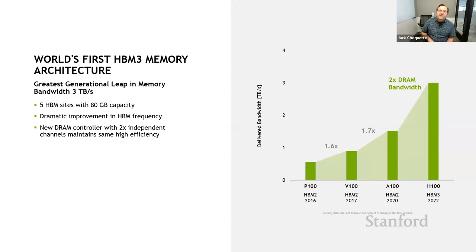Hopper has 5 HBM3 sites with a total memory capacity of 80 gigabytes. The memory system has been designed to maximize not just the peak bandwidth, but delivered bandwidth. To achieve this, it features improvements in both the memory as well as the GPU's memory controllers, which were optimized to run at dramatically increased DRAM frequencies, and redesigned to include twice as many memory channels per HBM site to maintain the same high efficiency despite the increase in frequency. As a result, we can achieve 3 terabytes per second of memory bandwidth, 2x the throughput of our previous generation A100.